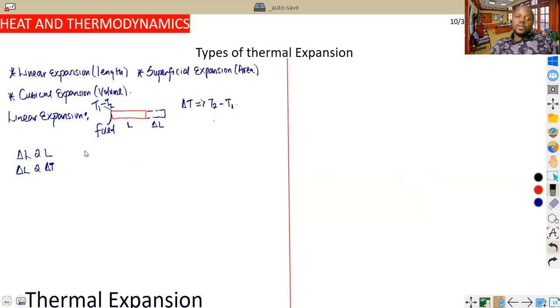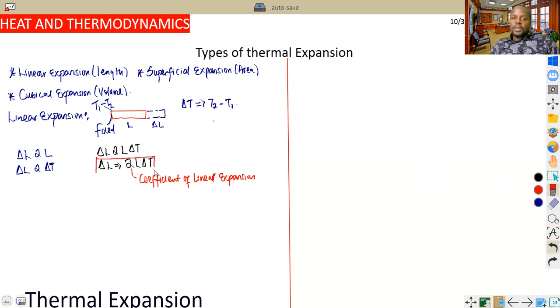So from our mathematics, we can combine these together, so we can say the change in length is proportional to a joint variation of L and the change in temperature. So we introduce a constant. We say the change in length is equal to alpha L delta T. This alpha that you are seeing here is what we call the coefficient of linear expansion. This is the formula you keep at the back of your mind.